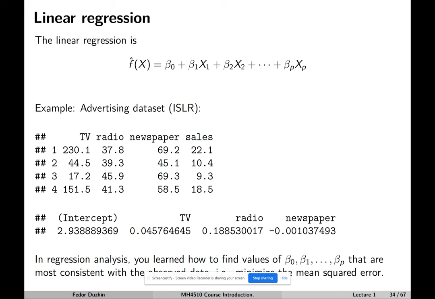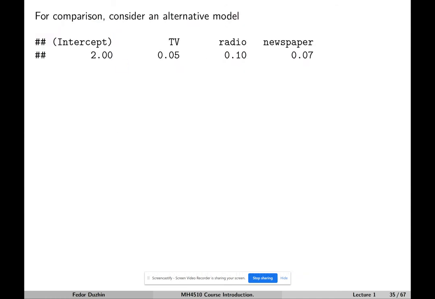But now, just a bit of intuition. The values of beta 0, beta 1, and so on up to beta p that are most consistent with the observed data are those that minimize the mean squared error. So we find the values of model parameters that minimize the mean squared error of the model.